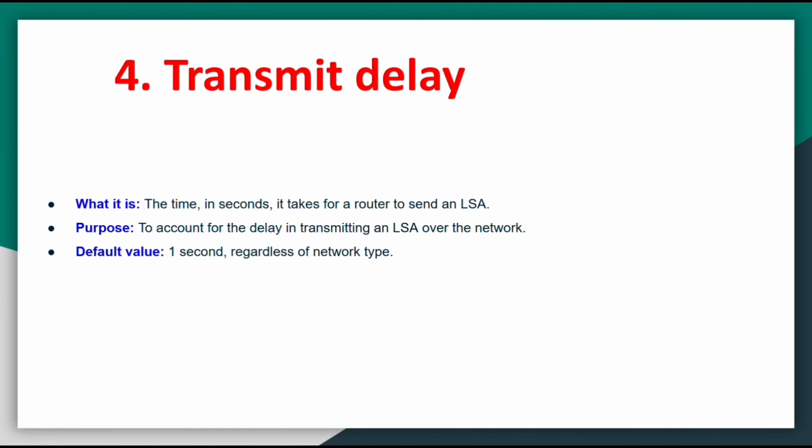Now, fourth is the transmit delay. What it is: the time in seconds it takes for a router to send an LSA. Purpose: to account for the delay in transmitting an LSA over the network. Default value: 1 second regardless of network type.